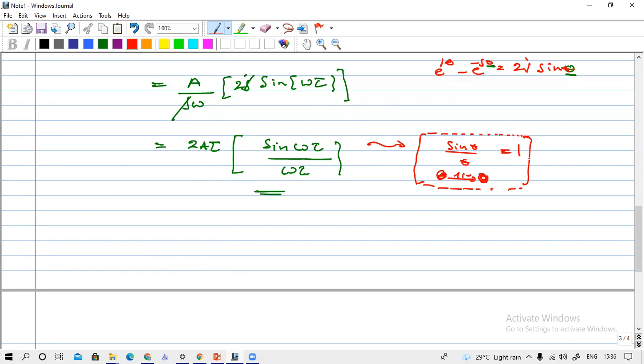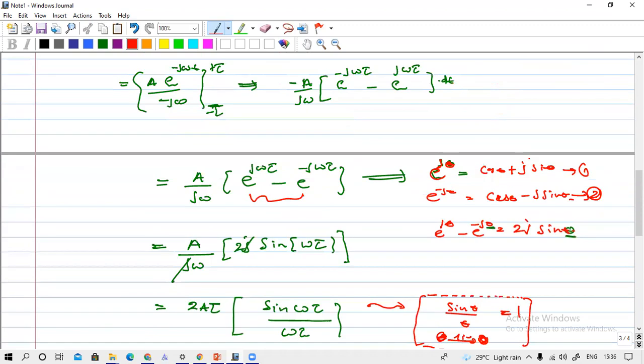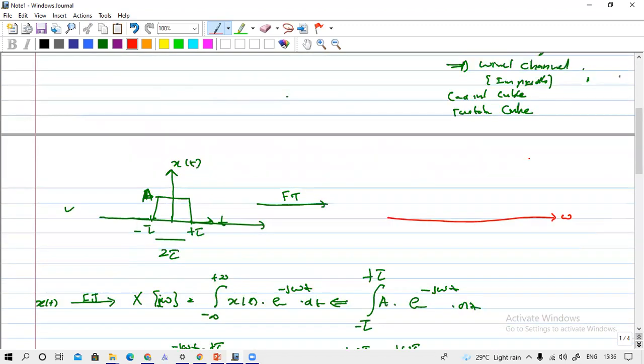So I'm going to write this spectrum. Here we have omega. I'm going to write the spectrum of this x(t). It is in the frequency domain, so I have to write it in omega, and this is X(omega).